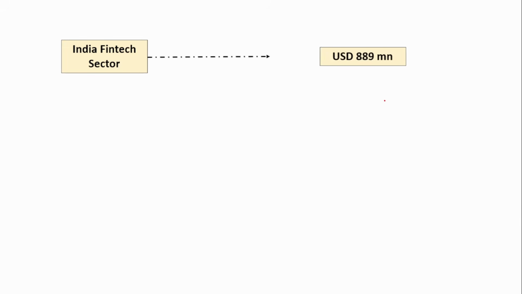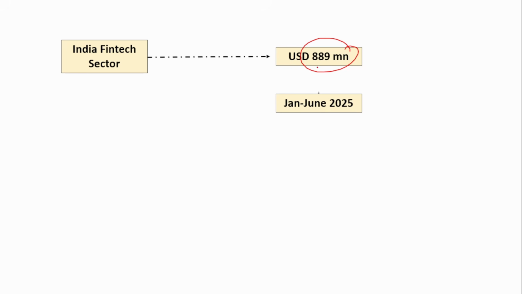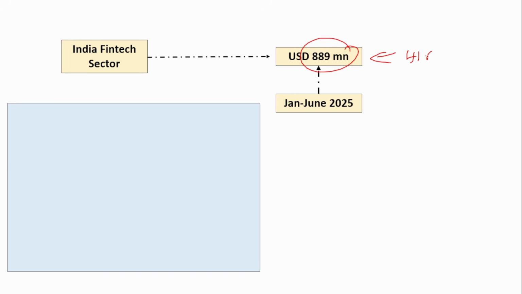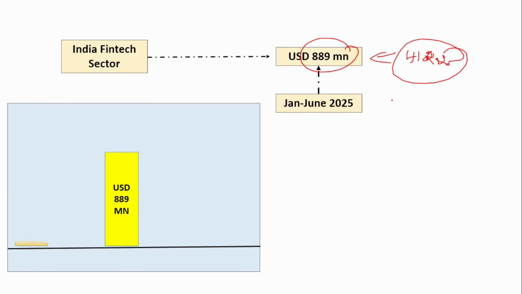So if you see India Fintech Center, overall in the January to June time period, the India fintech sector had received 889 million USD. This was in H1 2025, right? 2025, not financial year, it is the calendar year of the first half. So here we saw 889 million. Compared to H2 2024, it is an increase of 26%.